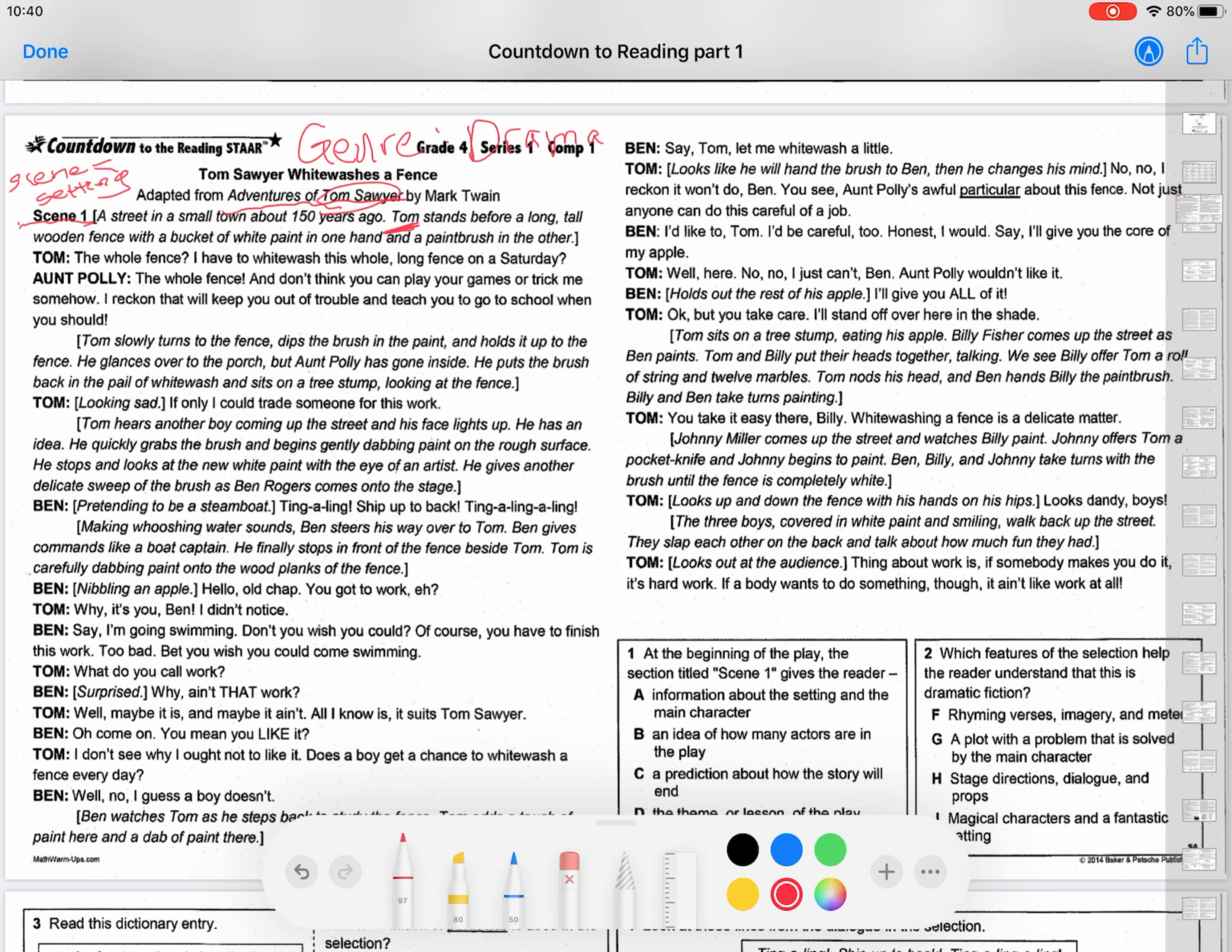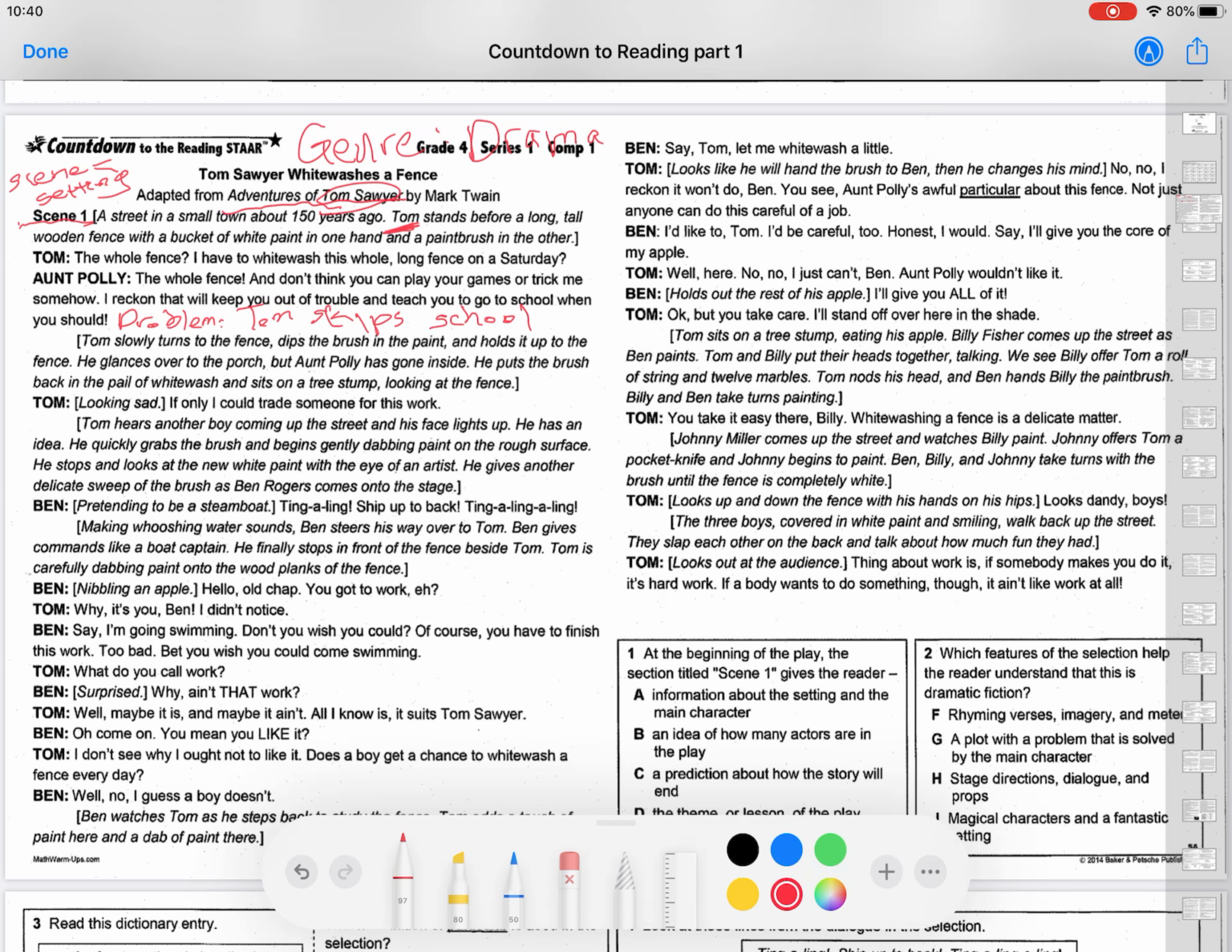So in this first line by Aunt Polly, we notice that she says, "I reckon that will keep you out of trouble and teach you to go to school when you should." So here's the problem of the story. I'm already getting better at writing. Tom skips, spoke too soon, school. So Tom skips school.